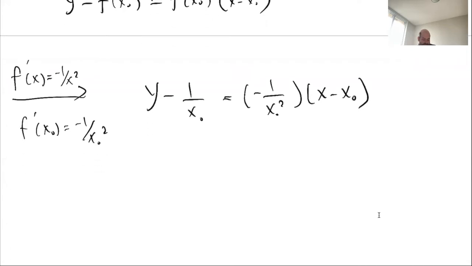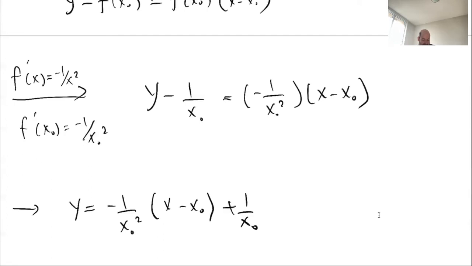Okay, now the equation of the line will be y equals minus 1 over x0 squared times x minus x0 plus 1 over x0. Sometimes this is a little bit confusing for some students. Here we have x and y appear. What is the general form of the equation of a line? y equals mx plus b, so some constant times x plus b. And this is of that form because the x0 here is a constant.